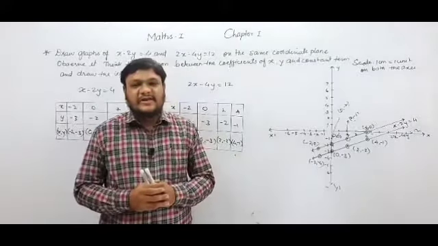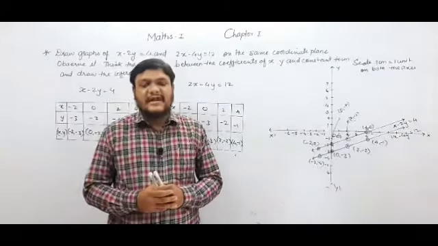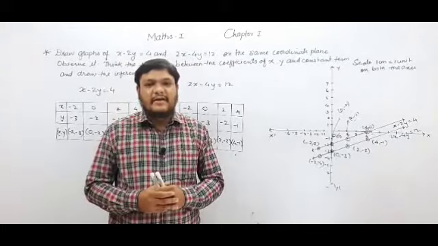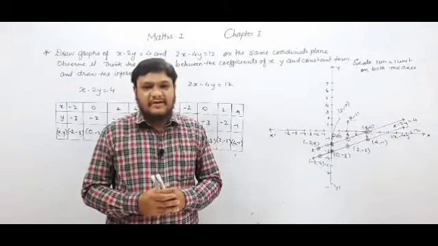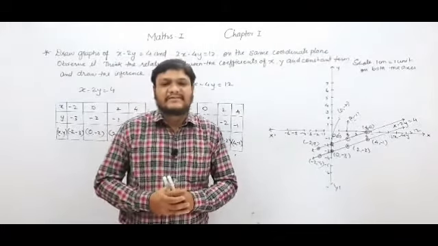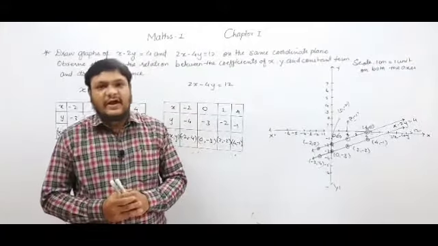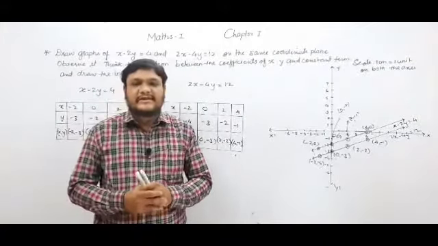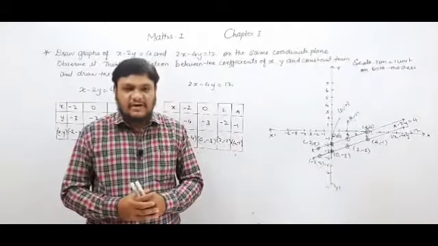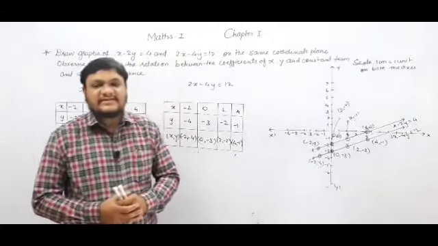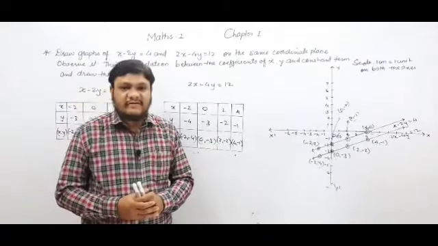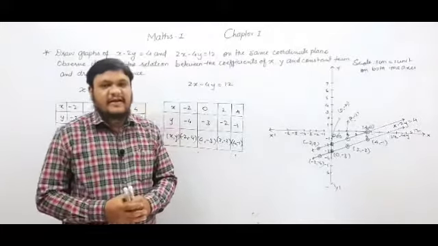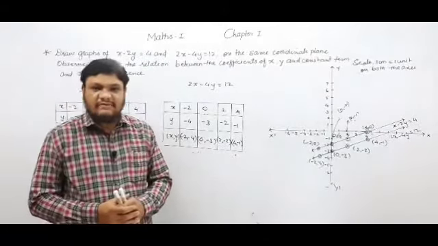In the previous lecture, we discussed that if the simultaneous equations are represented by a1x plus b1y equal to c1 and a2x plus b2y equal to c2, and if a1 upon a2 is equal to b1 upon b2 is equal to c1 upon c2, then we can say that these simultaneous equations have infinitely many solutions and the graph of these simultaneous equations is only one line.